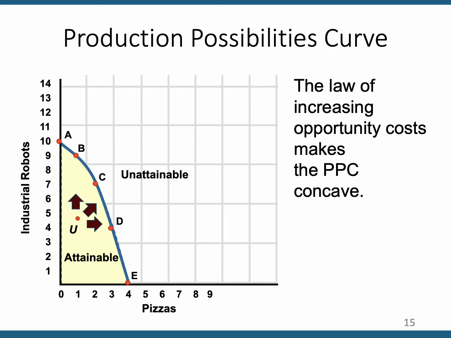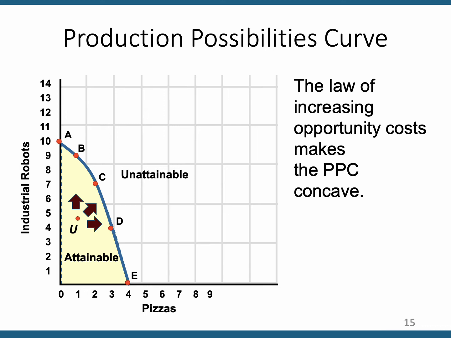However, if you're inside the curve, you're not using all of your resources. You could be producing more of both of those kinds of things. If you're right on the curve, you're using all your resources. And since the resource in this case is labor, that means you have full employment if you're on the curve. Now here's another observation. How about the point that it's a curve to begin with and not a straight line?